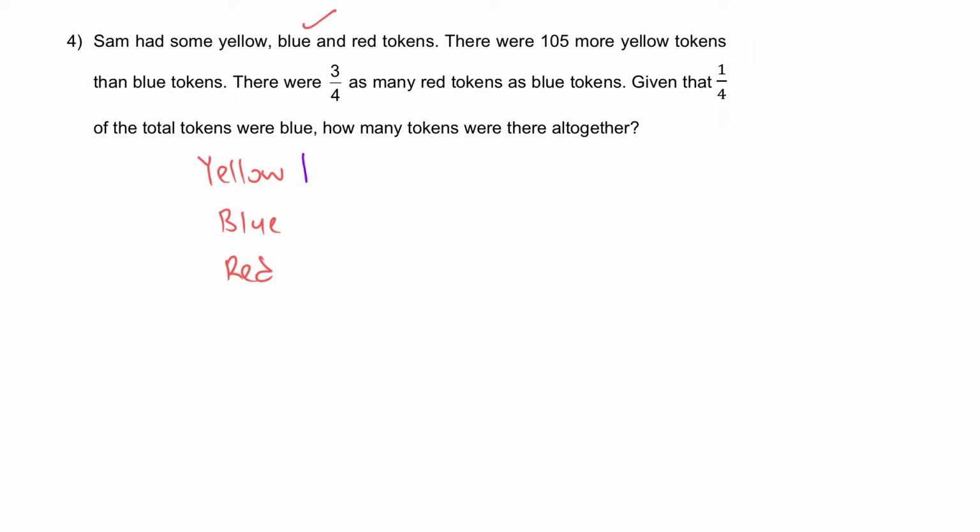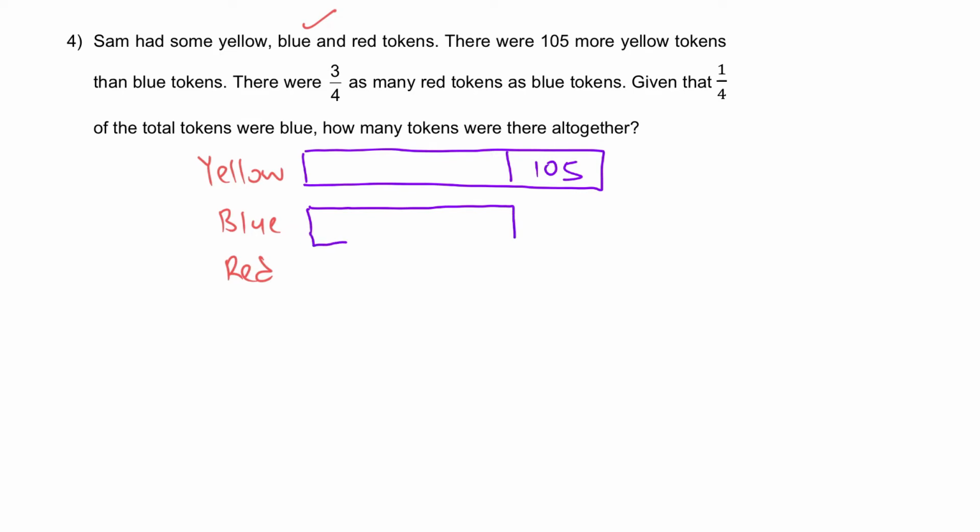Next information. There were 105 more yellow tokens than blue. So there is a 105 more yellow than blue. I believe as of this point, everyone is able to draw. This is just from your Primary 2 model drawing. And I'm done.